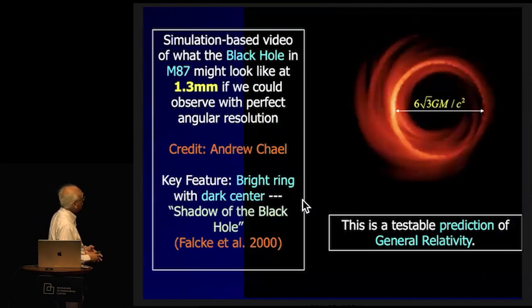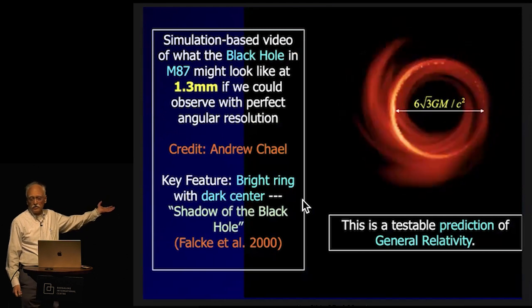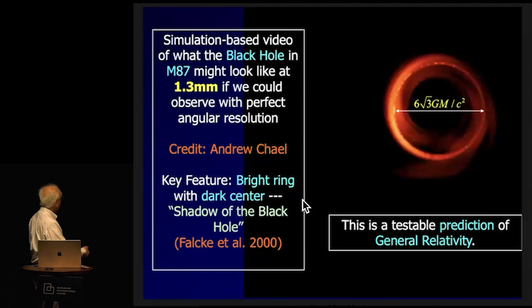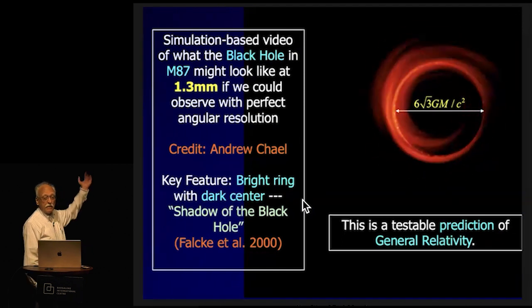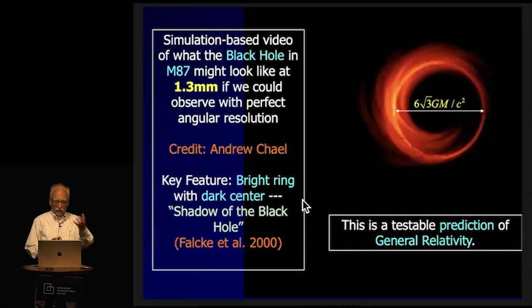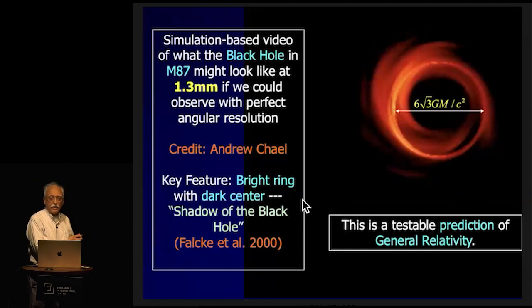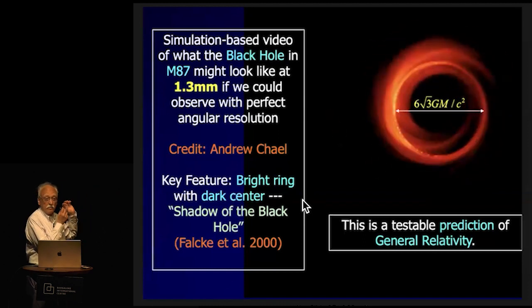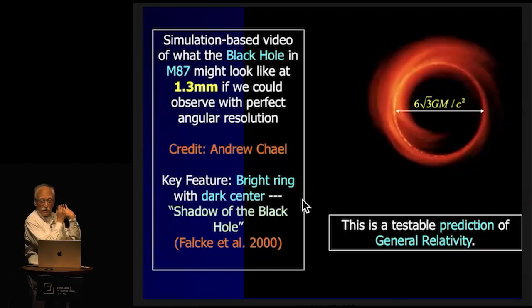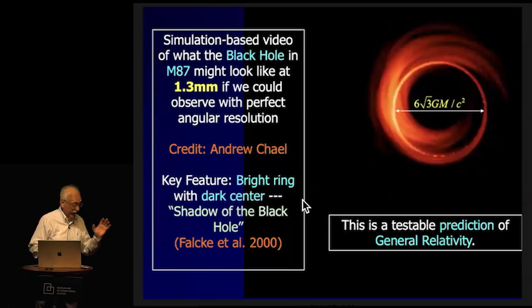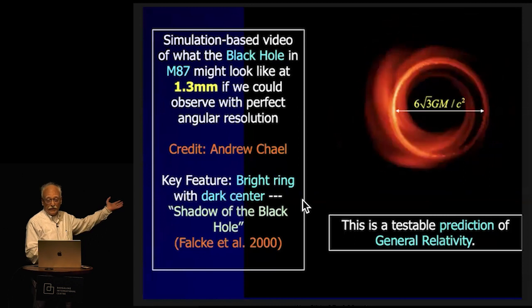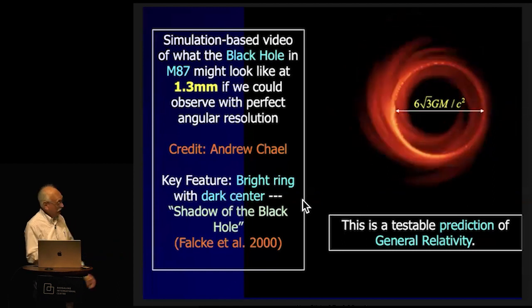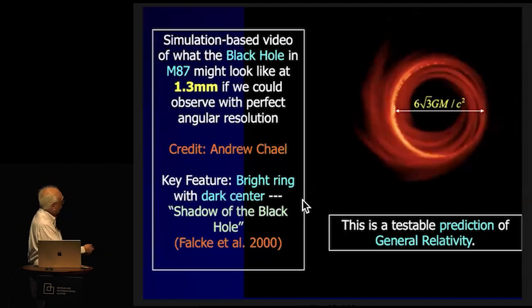So here, for instance, this is a computer simulation done by my student, Andrew Shale. He said, M87, which is this big galaxy with a big black hole, what would it look like if we could actually make a movie? Just look at it with infinite angular resolution. What will the picture look like? This is not practical, of course. Nobody has this kind of angular resolution, but you can do it on the computer. You can pretend.